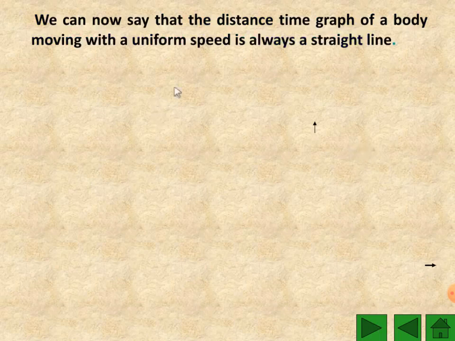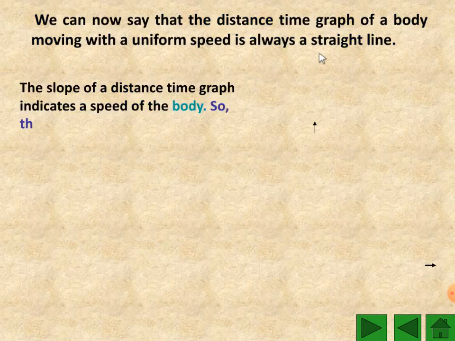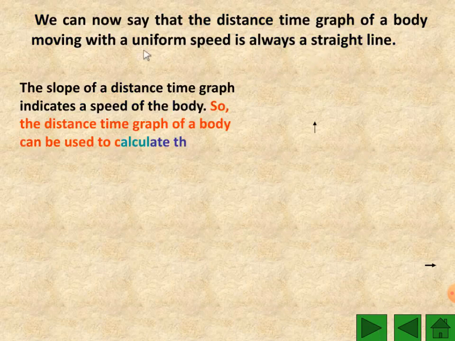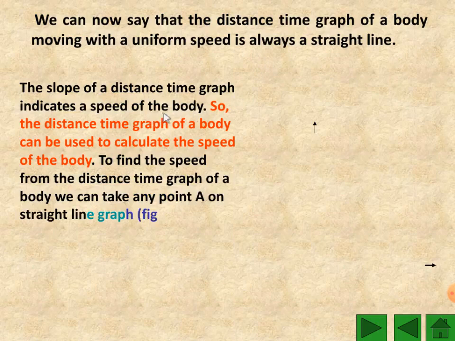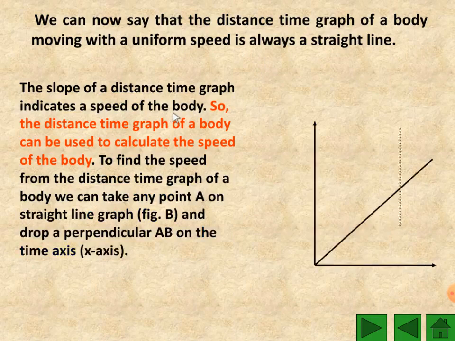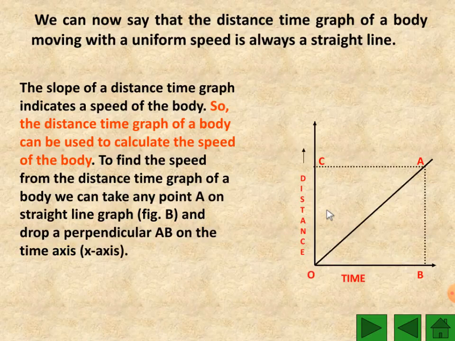Now we can say this is the distance time graph. For uniform speed or uniform motion, it will always be a straight line. So the slope of this distance time graph indicates the speed of the body. What speed? Uniform speed of the body. So from the distance time graph, the speed of the body can be calculated. Let's try to find out the slope from here.